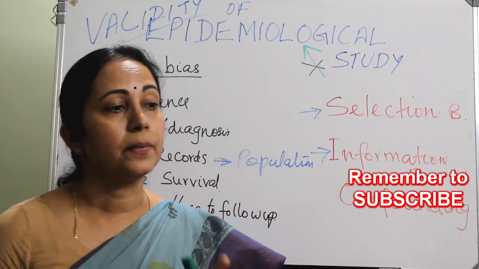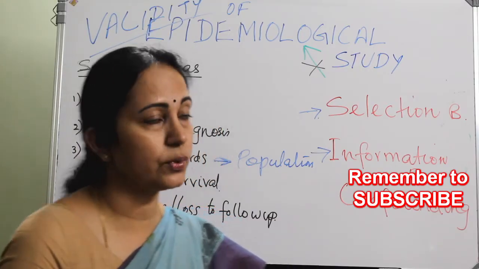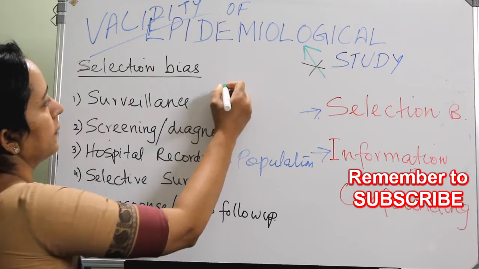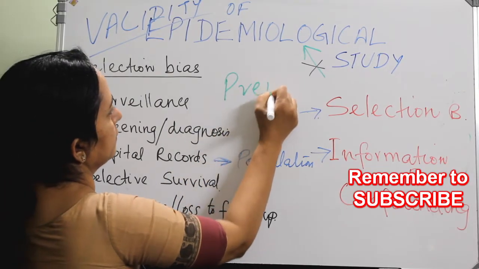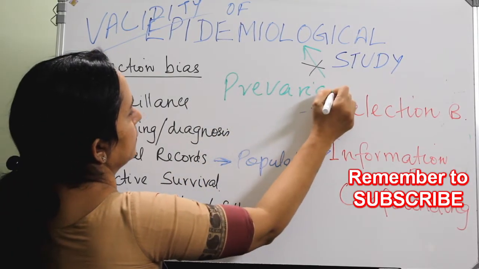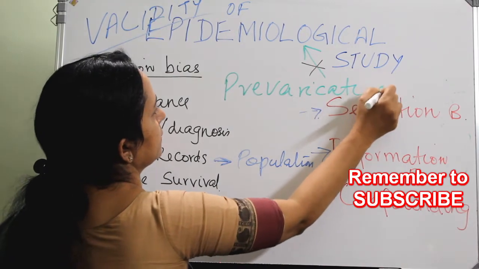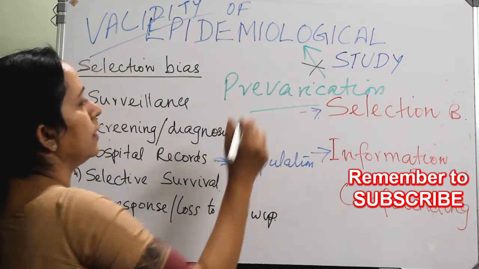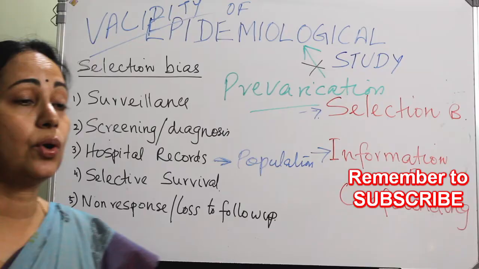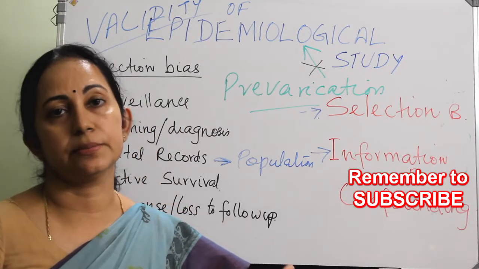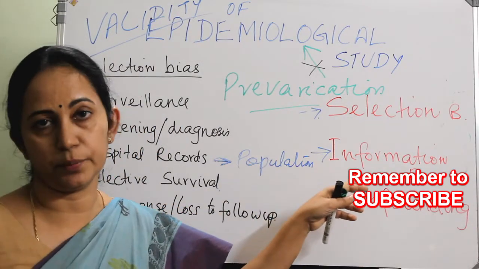There is also a term you have to remember, prevarication. This is systematic distortion of the truth by the study subjects. This also comes under information bias.